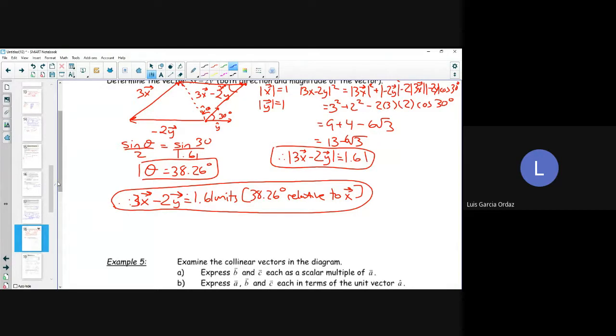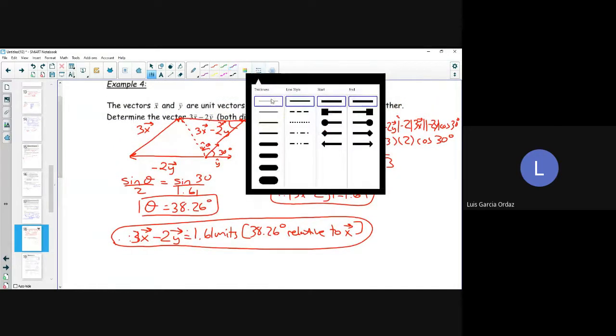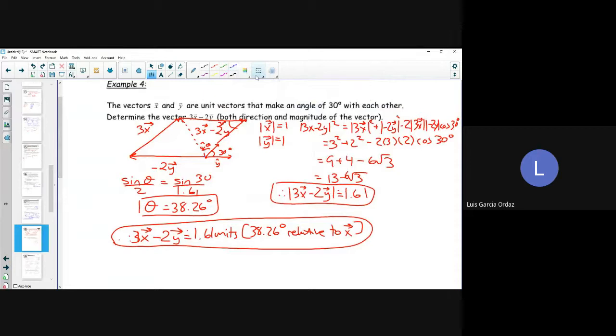So like I said, what we started off with, I'm going to draw this, was our unit vector. This is vector x originally, and then this would be my unit vector y. The reason why negative 2y is going the opposite way is because when I have a negative scalar, I'm just moving in the opposite direction.